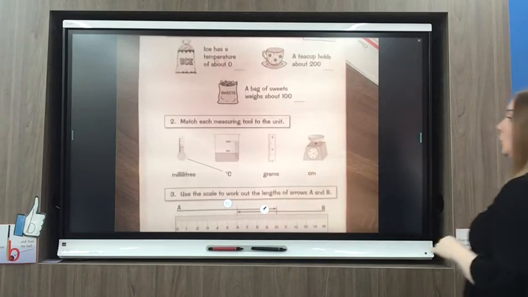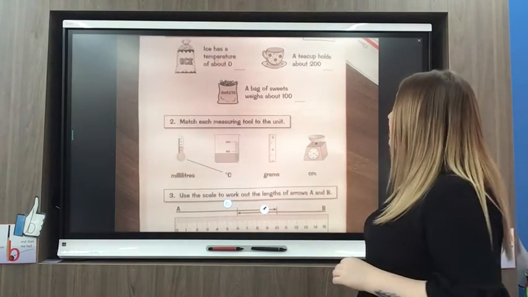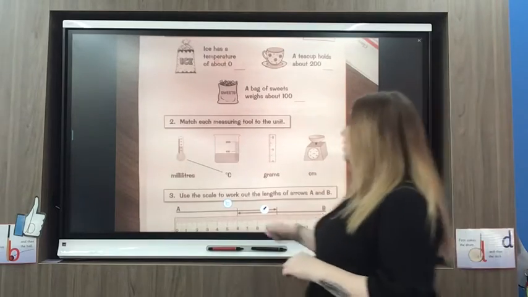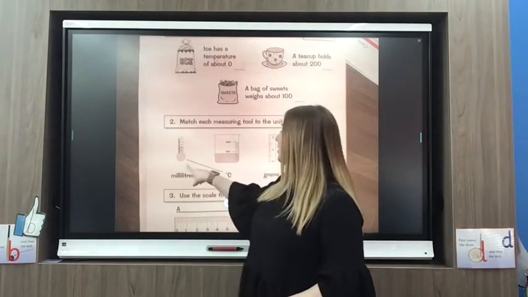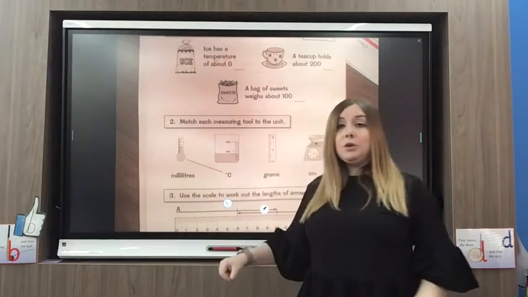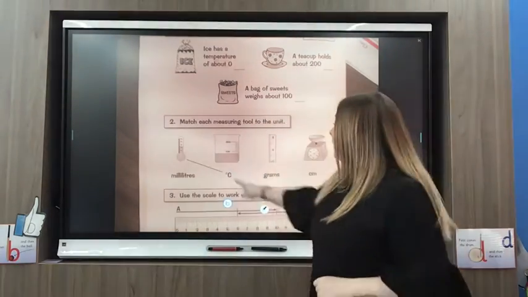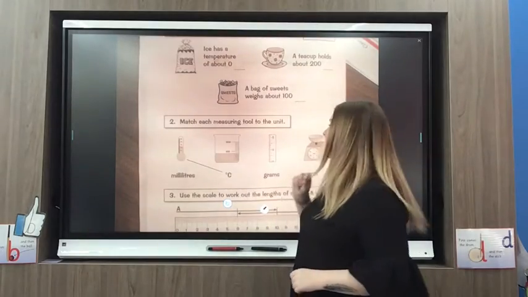Question number 2. Match each measuring tool to the unit. And the first one's been done for you. So we've got a thermometer, and we use thermometers to find the temperature in degrees Celsius.